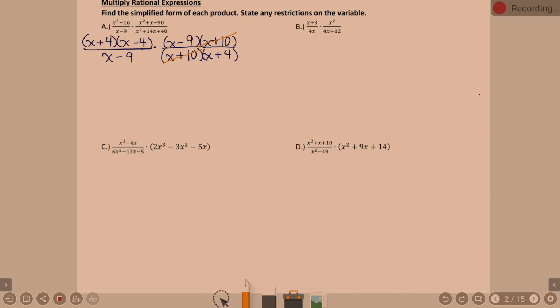Keep going. The 4. x minus 9 on top cancels with x minus 9 on bottom. It's the same problem. It's x plus 4, and x plus 4 on top cancels with x plus 4 on bottom. That's crazy. I was already thinking it was 2 different problems. One big fraction, whole bunch of stuff canceled. What's my answer? X minus 4.